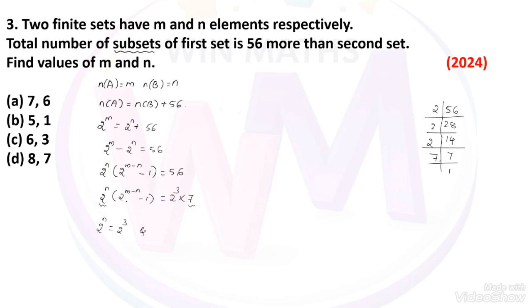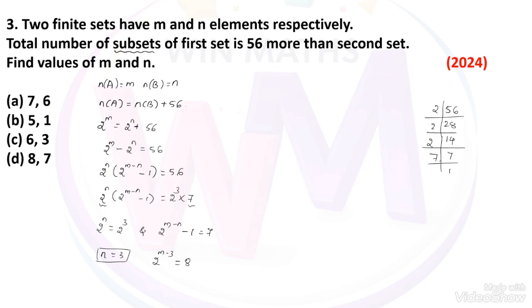And another result, 2 to the power m minus n minus 1 is equal to 7. Here comparing the result, the n value becomes 3. So substitute n value here, 2 to the power m, n will be 3. Now consider minus 1 on this side. It becomes plus 7 plus 1 is 8.